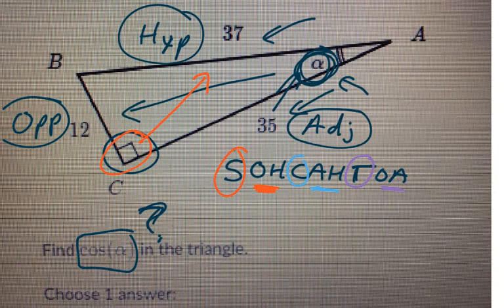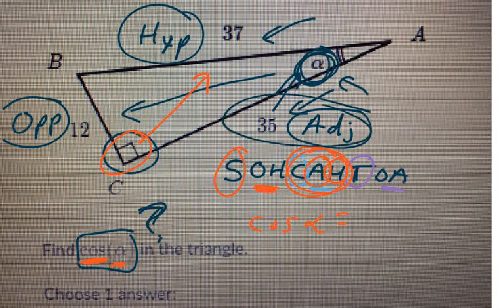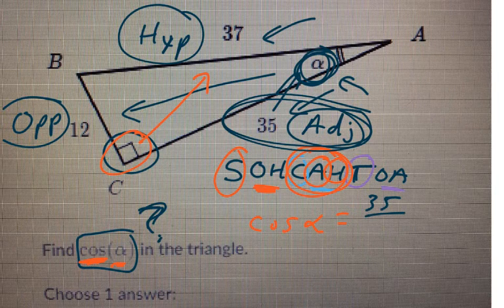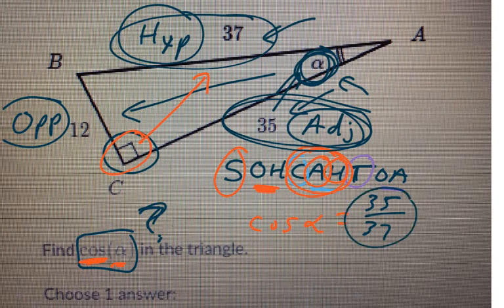But anyways, if they want the cosine of alpha, the cosine of alpha is going to be the adjacent over the hypotenuse. So all I need to do is take my adjacent. Everyone agree my adjacent is 35. And put that over my hypotenuse, which is 37. So this is what you're going to pick down there. Cosine is always adjacent over hypotenuse. Okay?